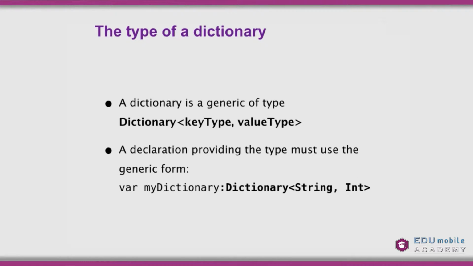So the type of a dictionary is a generic, and it looks like this. We have Dictionary and then angle brackets for a generic, key type, value type. So a declaration providing the type must use this generic form, Dictionary<String, Int>. This is a dictionary with keys of strings and values of ints. All of the keys have to be strings. All of the values have to be integers.